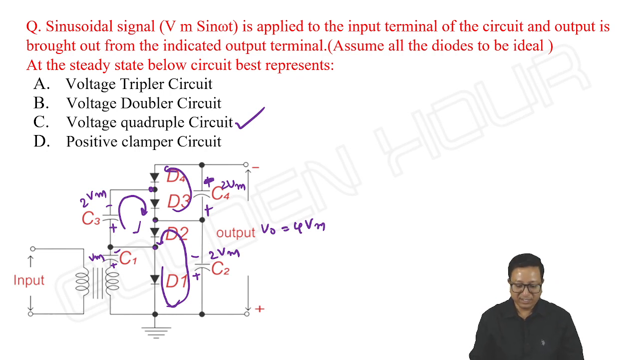I am not redrawing it. If you redraw it, the first one is a negative clamper, followed by a positive clamper, next again a negative clamper, next a positive clamper. Students can even redraw it and try it. You will get back the voltage quadrupler circuit we have taken already. That thing can be the same.